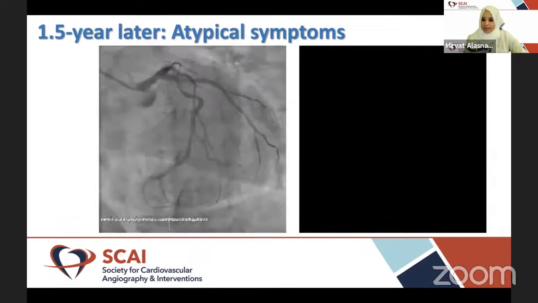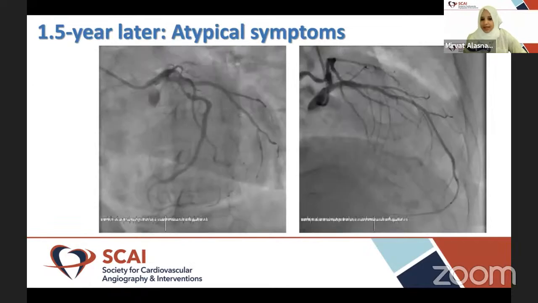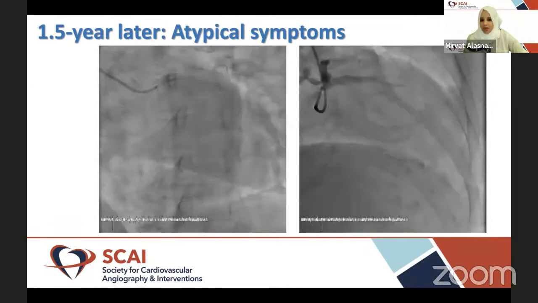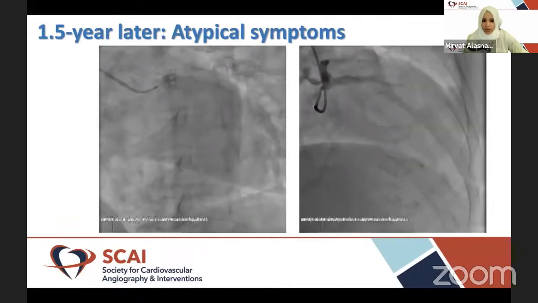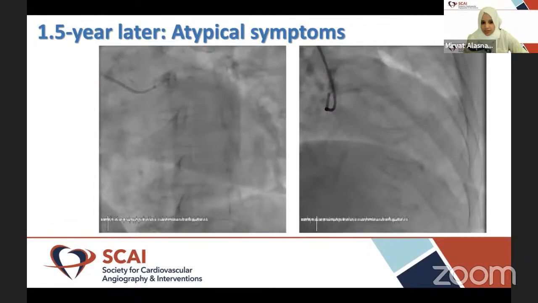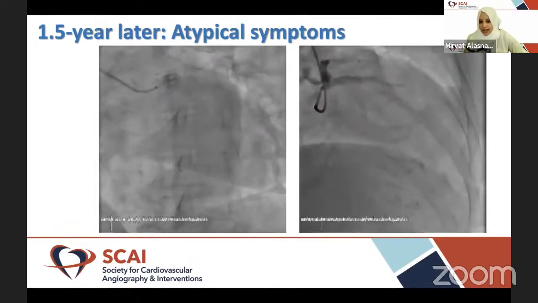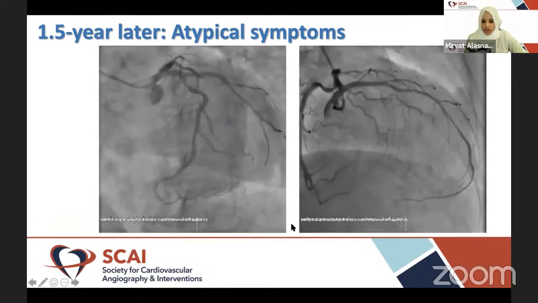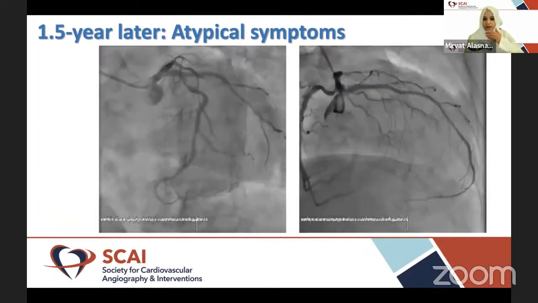She was readmitted a year and a half later with very atypical symptoms. But given that this was a very complex procedure, we went ahead and lowered our threshold to do a relook angiogram. And as you can see, the circ ostium remains free of disease, and the stent in the left main and LAD again is widely patent with no issues over here. And aside from atypical symptoms, she really was doing fairly well.